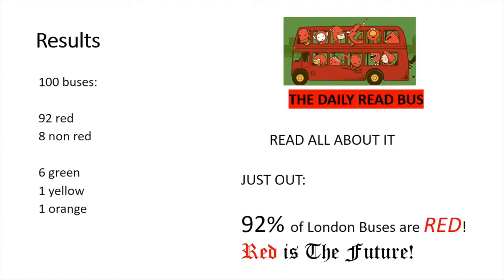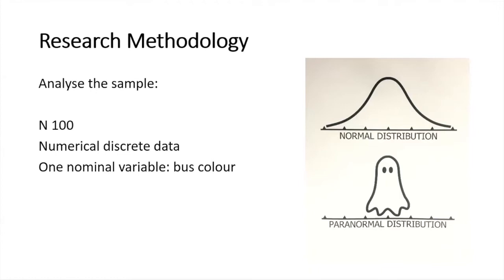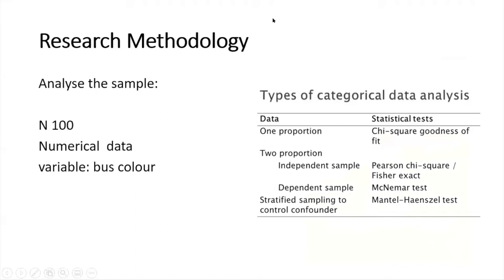We analyze our sample. We ring up our statistical mate, and he says, right, you have 100 buses. This is discrete numerical data. Buses can only be 1, 2, 3, 4. So it's discrete and it's numbers. And your other variable is a nominal variable, i.e. bus color. Therefore, what you need to do is use one of these tests, the one-proportion chi-squared goodness of fit, essentially a chi-squared test. And so you say, all right, thank you very much, I shall go and do this.